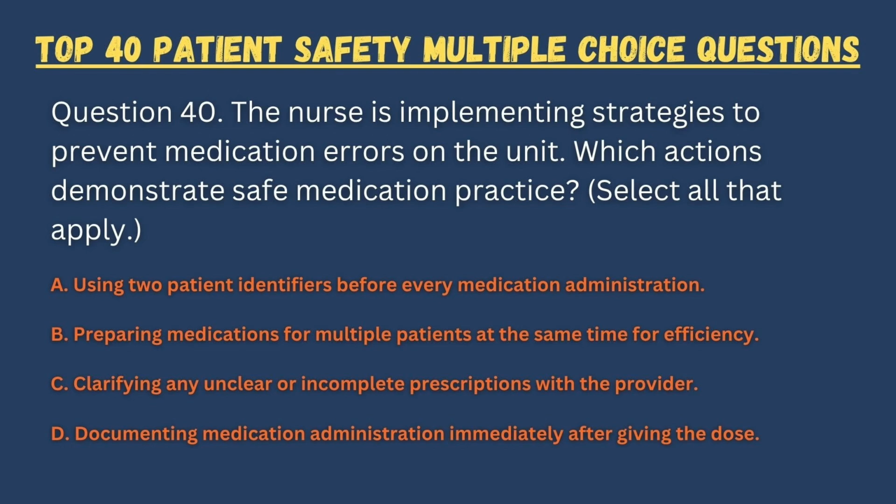Question 40. The nurse is implementing strategies to prevent medication errors on the unit. Which actions demonstrate safe medication practice? Select all that apply. A. Using 2 patient identifiers before every medication administration. B. Preparing medications for multiple patients at the same time for efficiency. C. Clarifying any unclear or incomplete prescriptions with the provider. D. Documenting medication administration immediately after giving the dose.